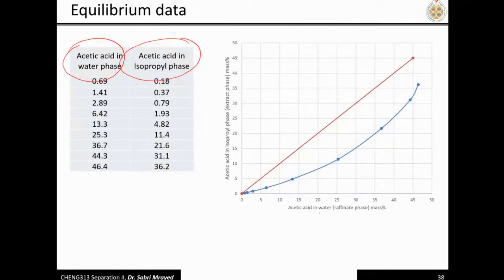So the acetic acid in the water phase, which is the raffinate, and this is the acetic acid, which is the solute in the isopropyl ether, which is the extract phase. And here is the diagonal line, just to show you whether you have more extension of this solute into the ether phase or in the water phase.